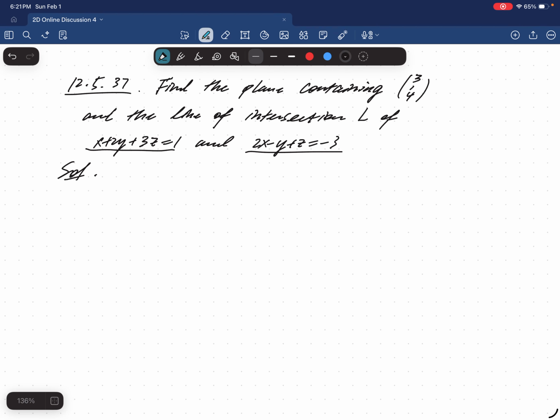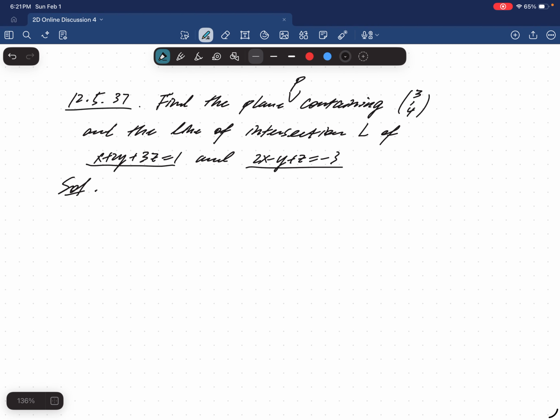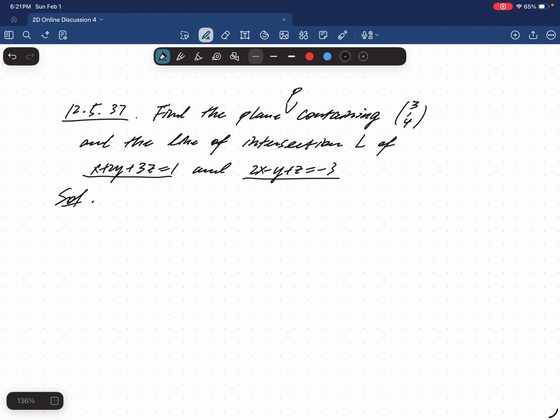So for this first problem, we want to find the equation of the plane. Let's call this P, containing the point (3, 1, 4) and the line of intersection L of the planes x + 2y + 3z = 1 and 2x - y + z = -3.